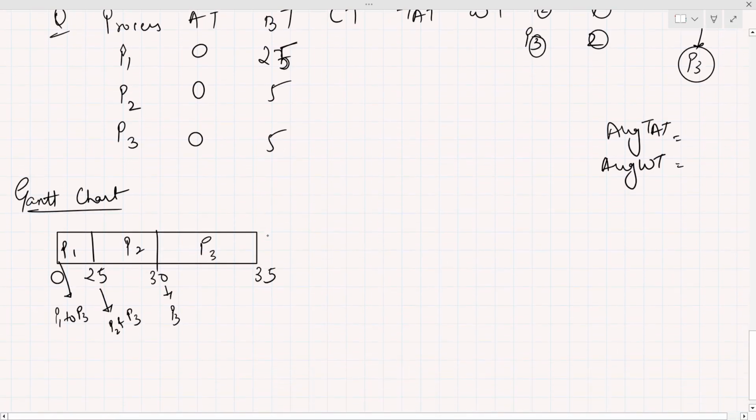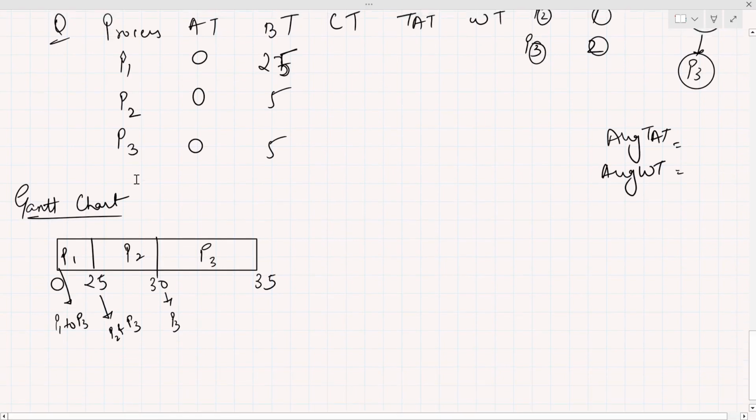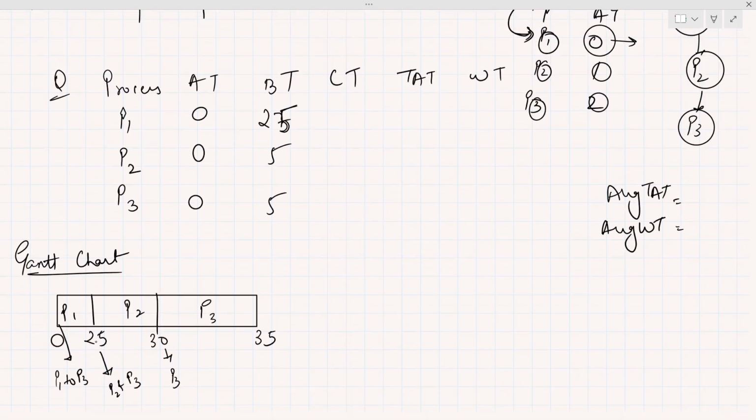So now we find the completion time. I hope you understand how we make a Gantt chart. Now we have to write the completion time of these processes. For P1, completion time is 25. For P2, completion time is 30. For P3, the completion time is 35.